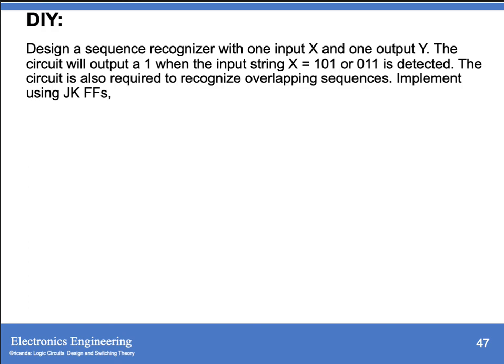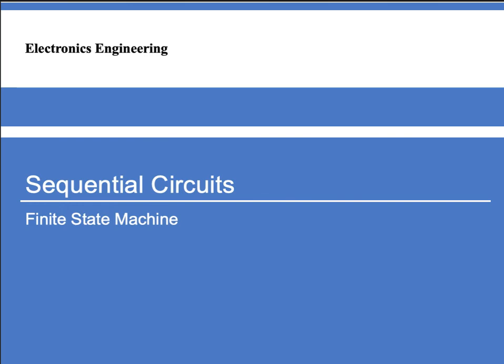Design a sequence recognizer with input X and one output Y. The circuit will output a 1 when the input string 101 or 011 is detected. A circuit is also required to recognize overlapping sequences. Then you have to use JK flip-flops to implement your circuit design. So that's all for our sequential circuit finite state machine.